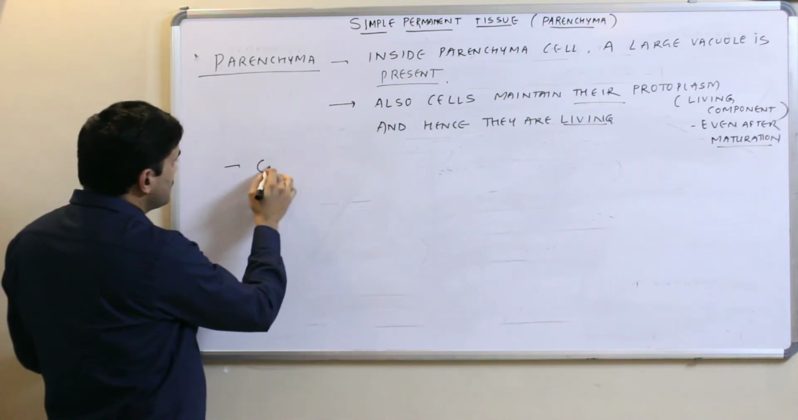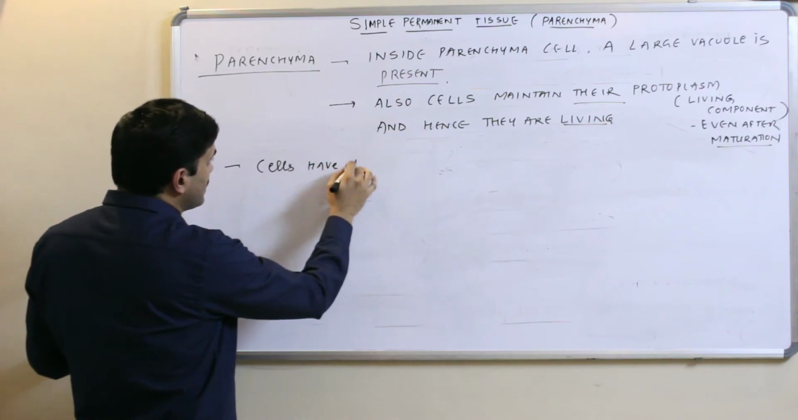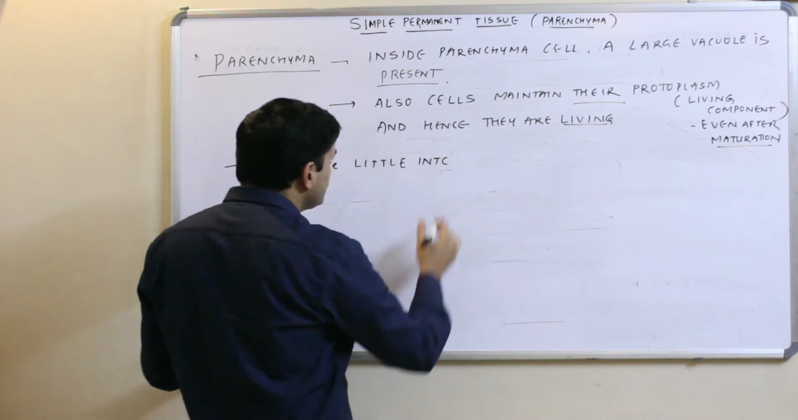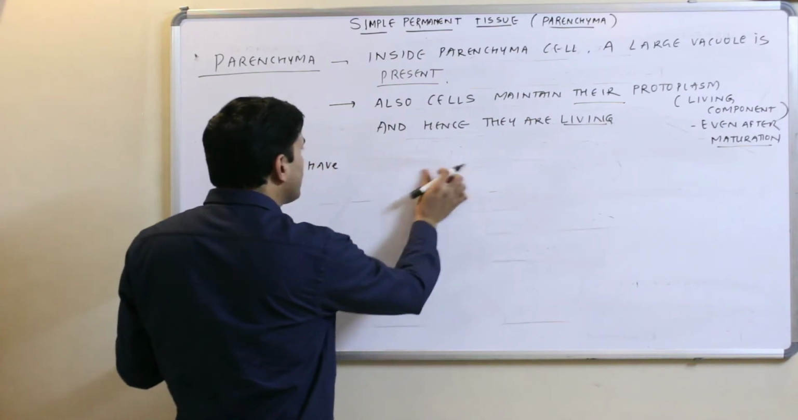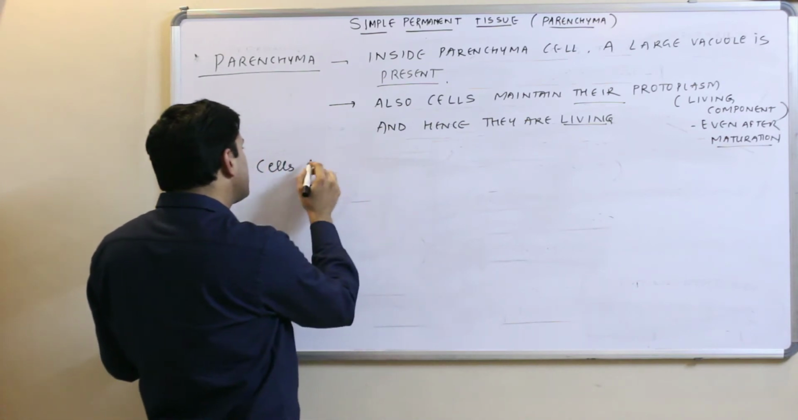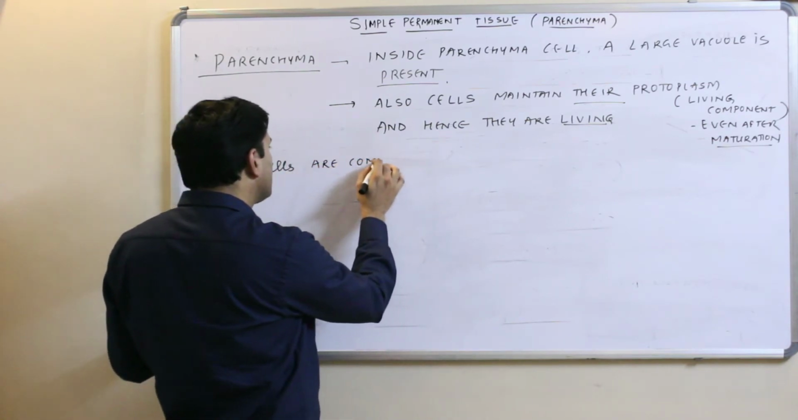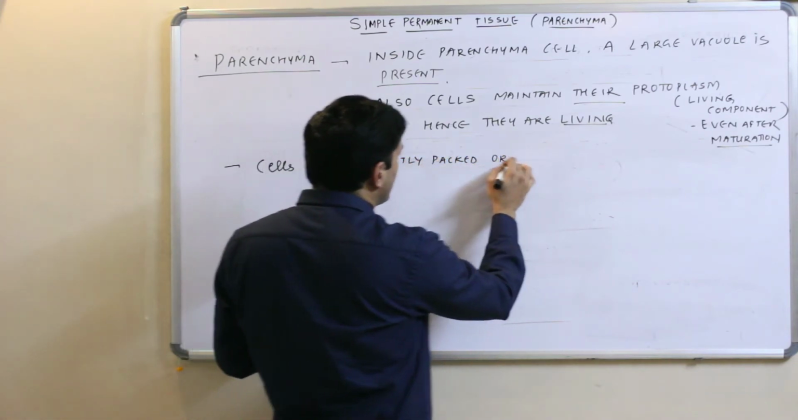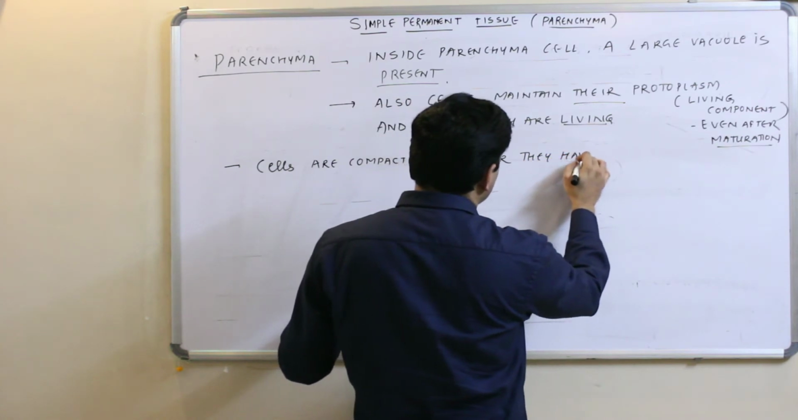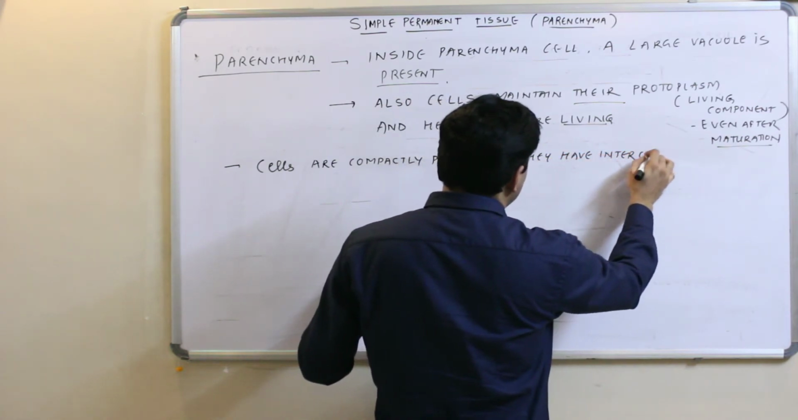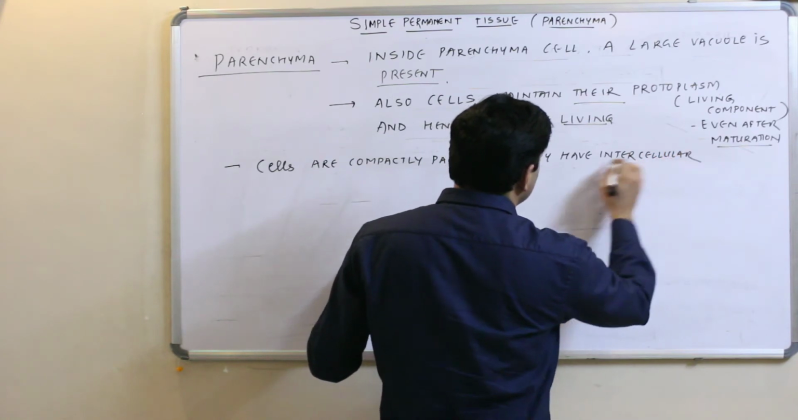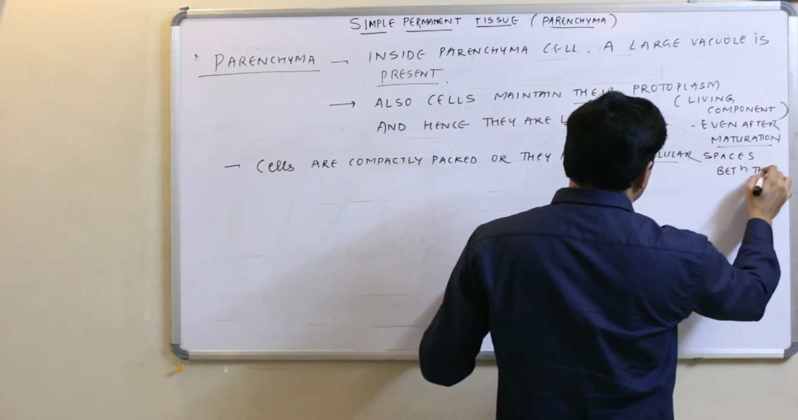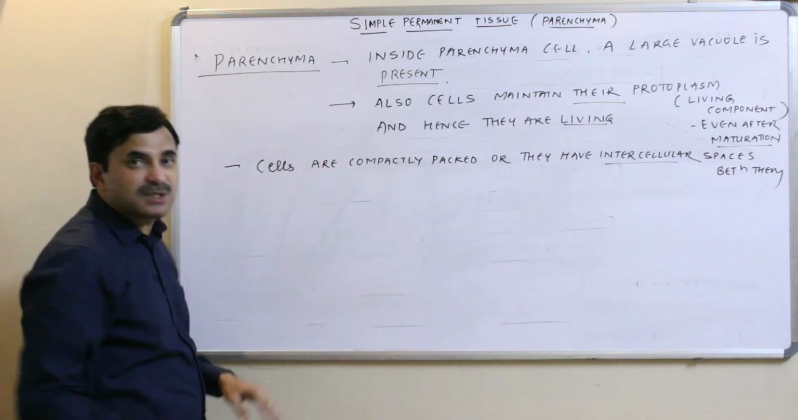Now, cells are either compactly packed, or they have intercellular spaces between them.